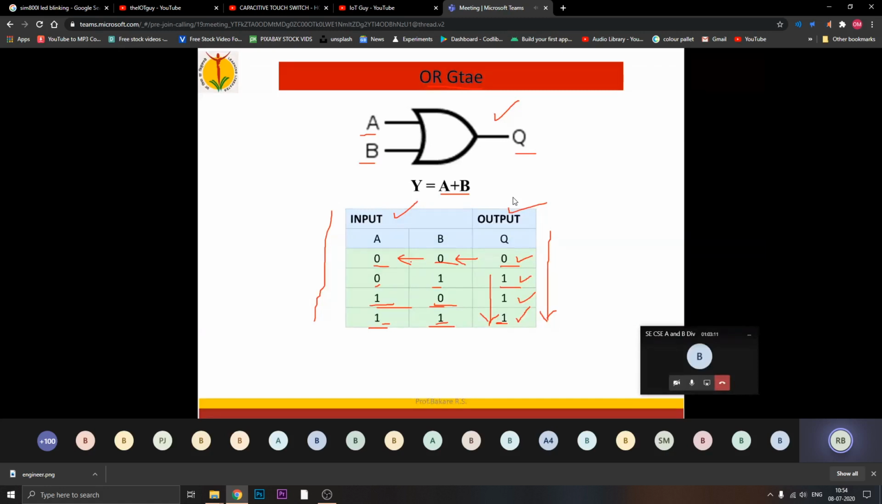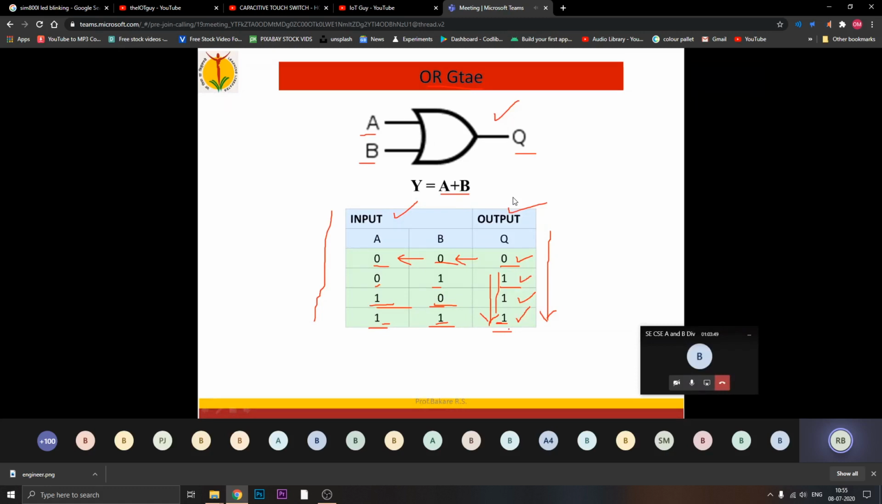Friends, this is the basic difference between the OR gate and AND gate. AND gate gets the output of 1 when both inputs are 1 1. But in case of OR gate, it gets the output 1 if any one of the inputs is 1. If both inputs are 1 1, still it gets the output as 1. Right? This is the basic difference between the AND gate and OR gate.